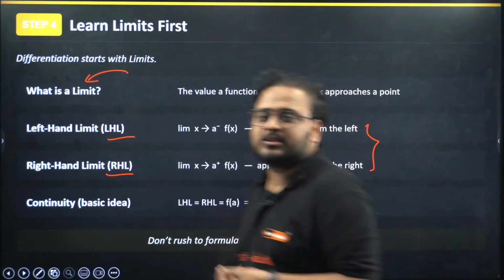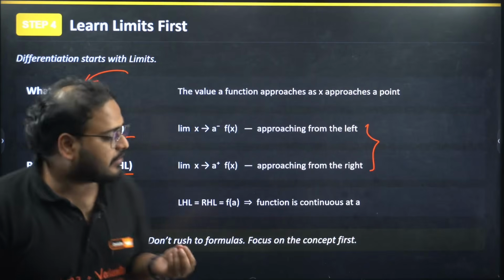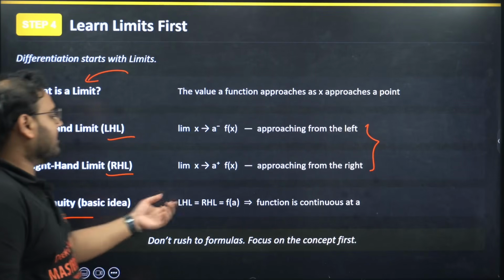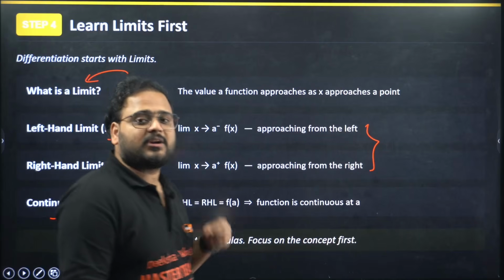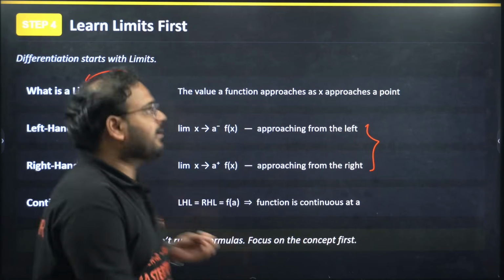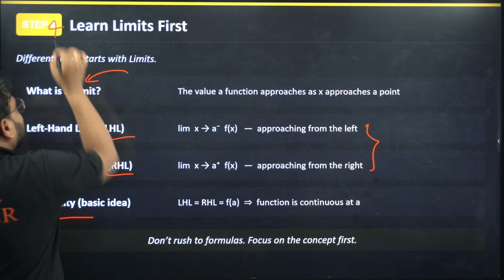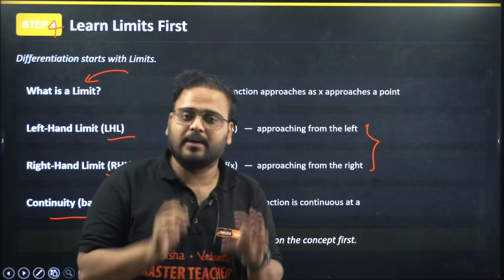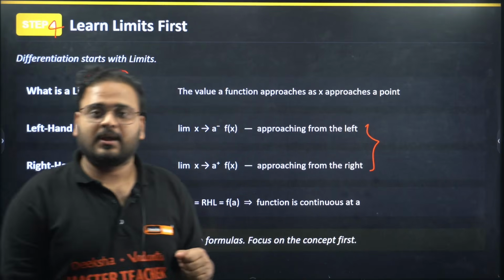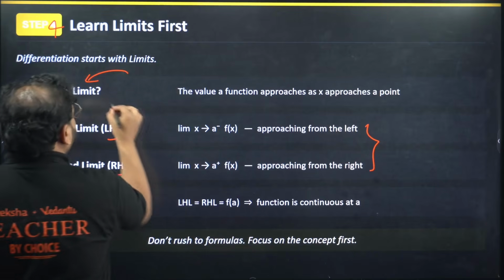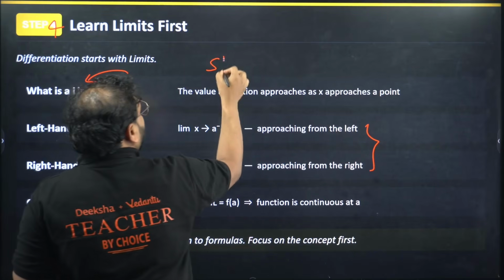Practice some questions on them. Definition of continuity of a function: when LHL and RHL are equal to f(a). These are the important conditions. Start from limits first. This is your step number 4. Start right from the beginning of limits when you talk about calculus. You'll use it in differentiability also. And when you're learning this, please learn the standard limits.